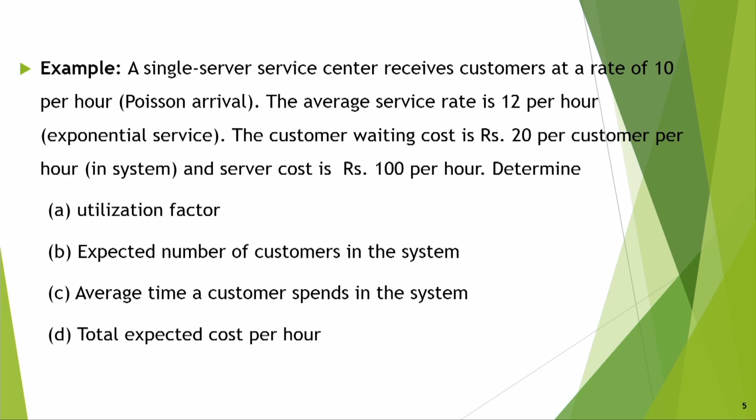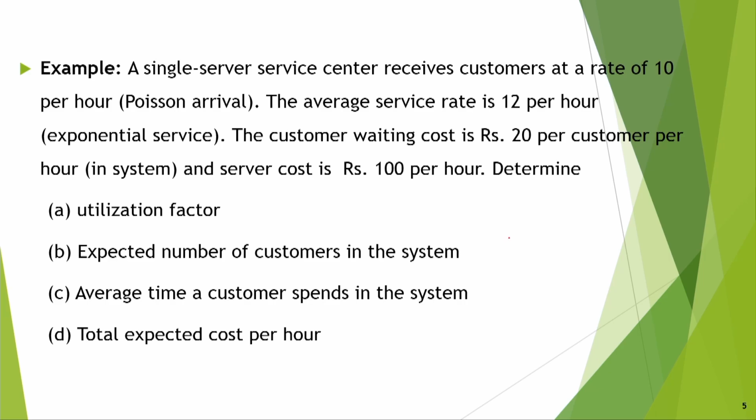The example is that a single server service center receives customers at a rate of 10 per hour, Poisson arrival. That means inter-arrival time is exponential. I have taken a single server model because in most competitive exams only single server problems come, and of course you can do multi-server. Today we will discuss some multi-server problems also, but first just see that a single server service center receives customers at a rate of 10 per hour.